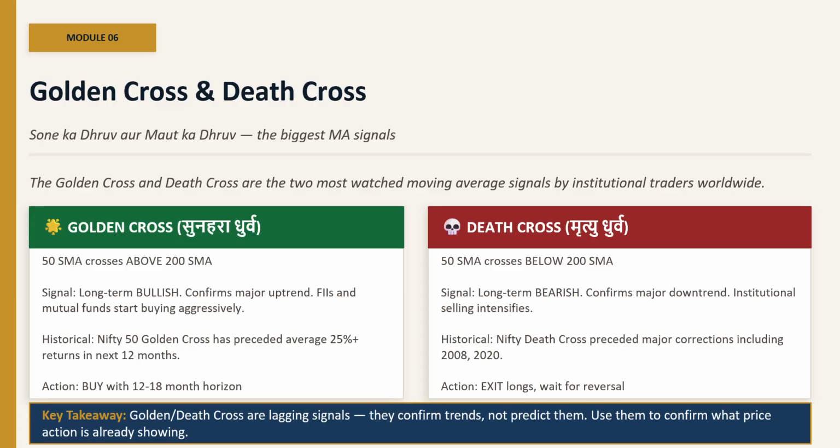Important context: these are lagging signals. They confirm trends after they have started. Do not wait for a golden cross to enter a bull market. You will miss the first 10 to 15% of the move. Use them for confirmation and for adding to existing positions, not for timing the first entry.